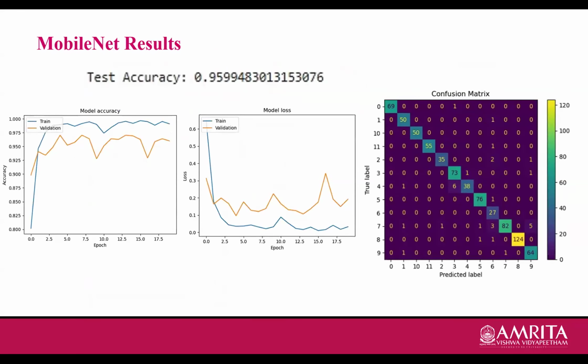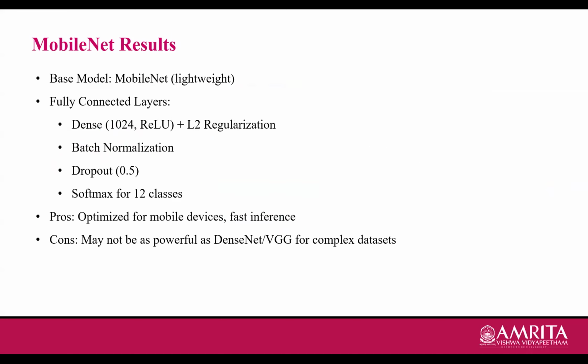MobileNet. MobileNet became our top performer. It is lightweight, designed for mobile and embedded systems, and balances speed with accuracy, perfect for practical applications in the field. As you can see, we got a good amount of accuracy, 95% over here. And these are the hyperparameters.